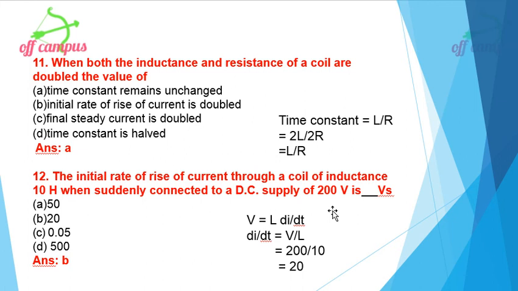What is the relation? V equals L di by dt. We need to find the initial rate of rise of current, which means we need to find the di by dt value. Di by dt is nothing but V by L. What is the V value? 200 volt divided by L, which is 10. 200 divided by 10 is 20 volts per second. Option B, 20, is the right option.